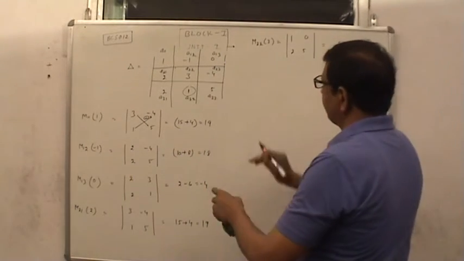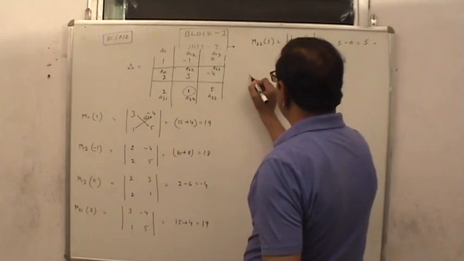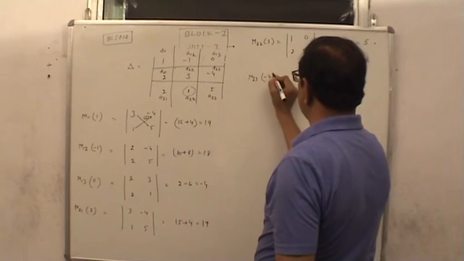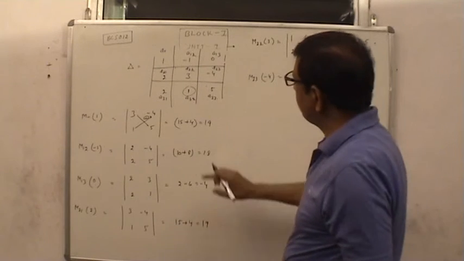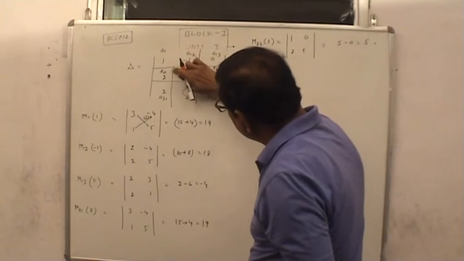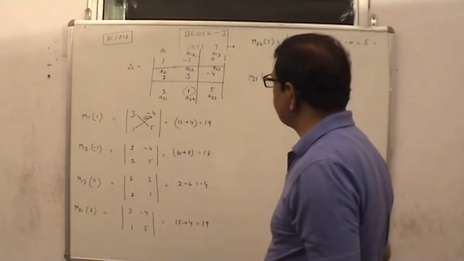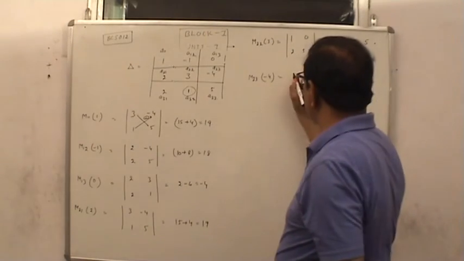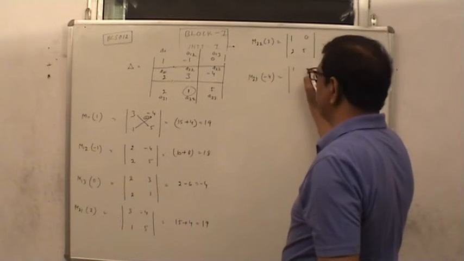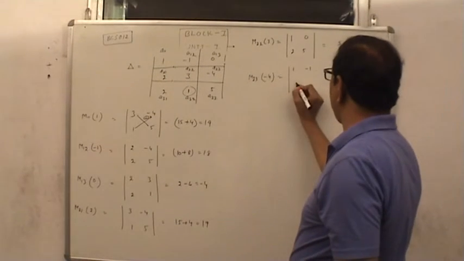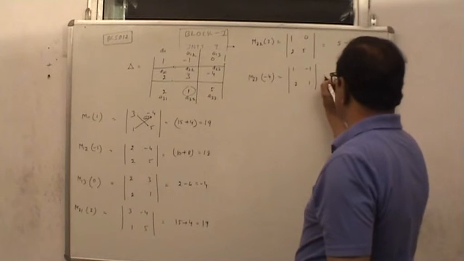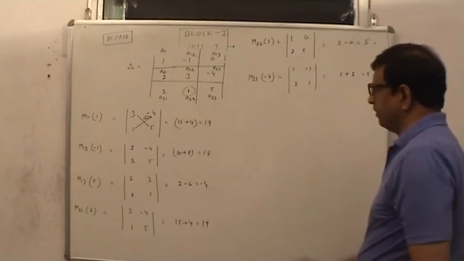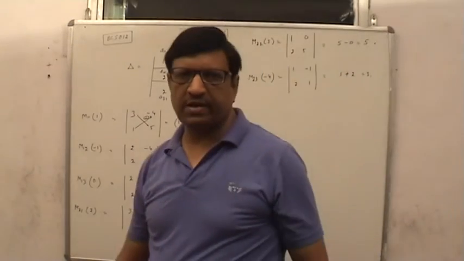Let us see. Next element is M23. The element is minus 4. For this, we remove the first line. Now see, the elements which are out of trap are 1, minus 1, 2 and 1. Evaluate them. 1 plus 2, that is equal to 3. Now the process for the second row is complete.